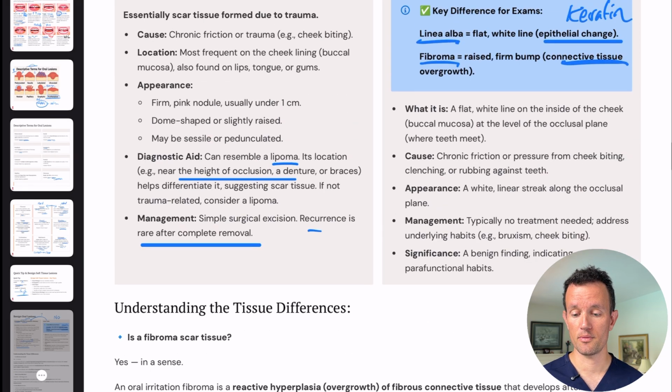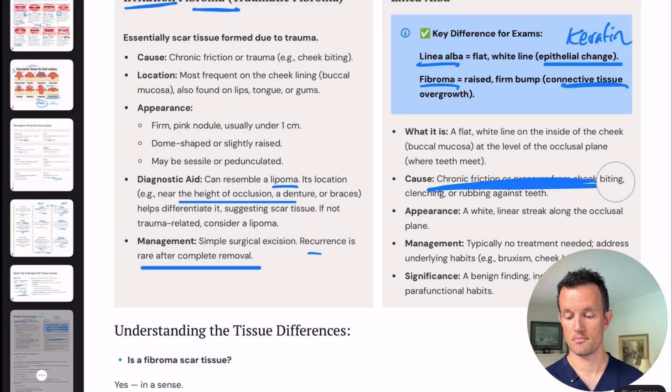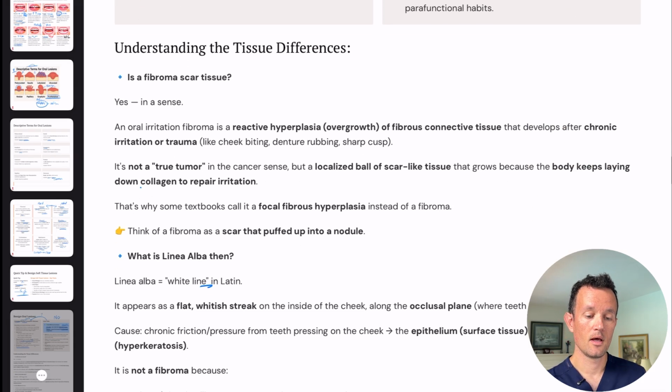So that's how we're looking to notice the difference. Linea alba, again, it's harmless. It's just friction or pressure, but it doesn't go as deep. It's just on the epithelium. So is a fibroma scar tissue? Yeah, you can just call it a scar. It's like a ball of scar tissue.